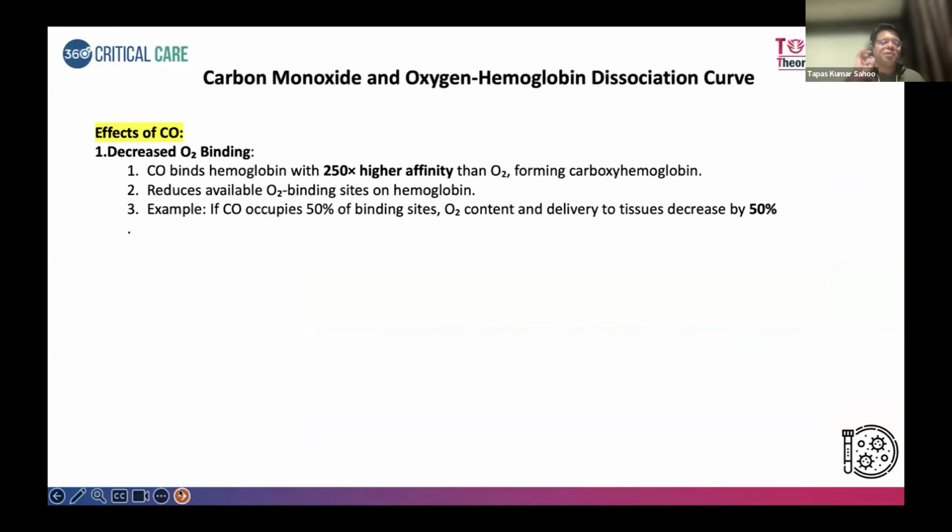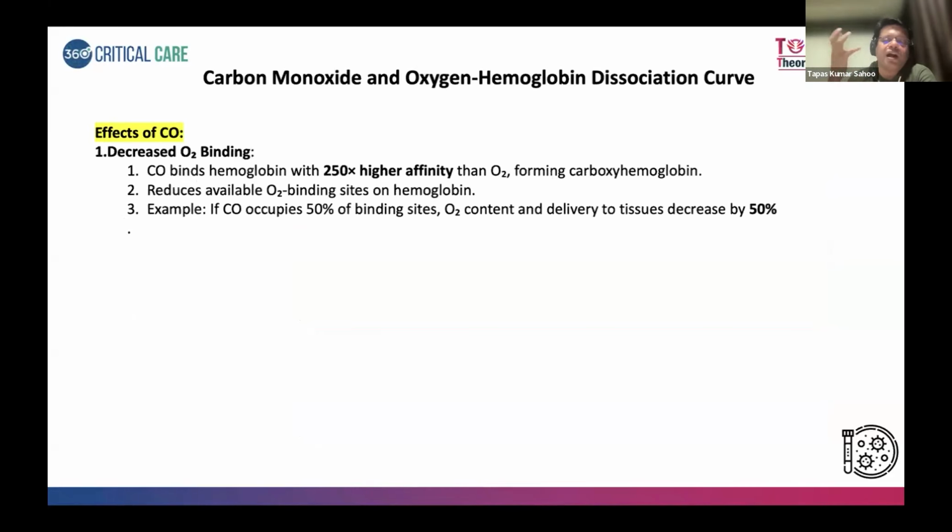Now, I will be giving one clinical example of oxygen hemoglobin dissociation curve in presence of carbon monoxide poisoning. Now, what will happen if you will be having a patient with carbon monoxide poisoning? There would be decreased oxygen binding with the hemoglobin. Why? Because carbon monoxide will take its place. That would be binding hemoglobin with 250 times higher affinity than oxygen, forming carboxyhemoglobin.